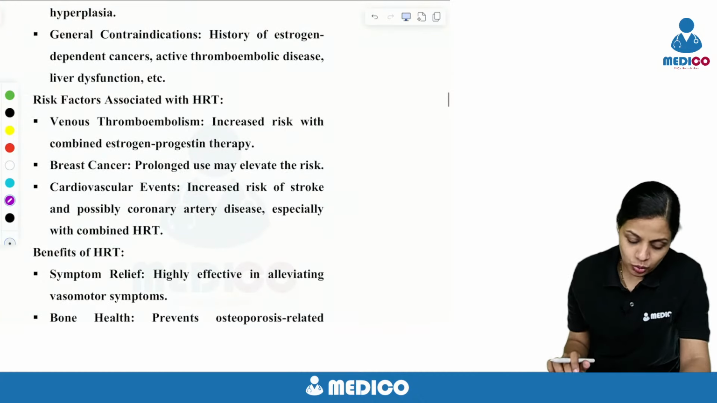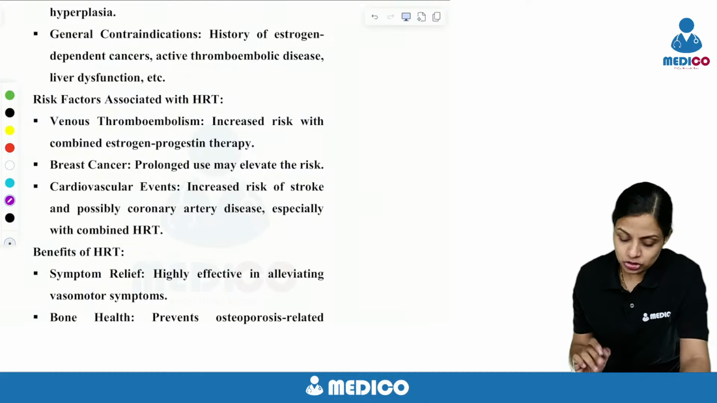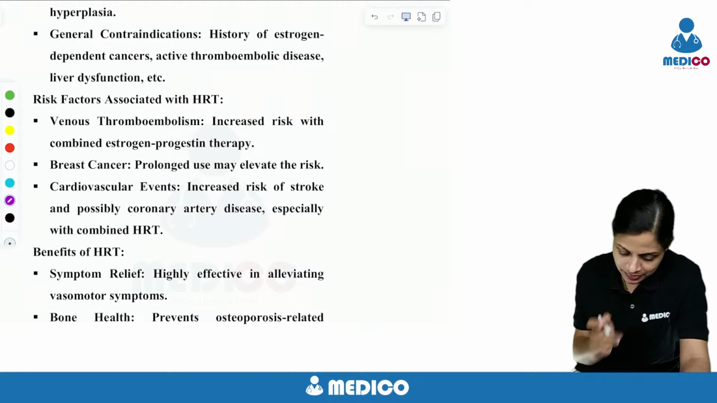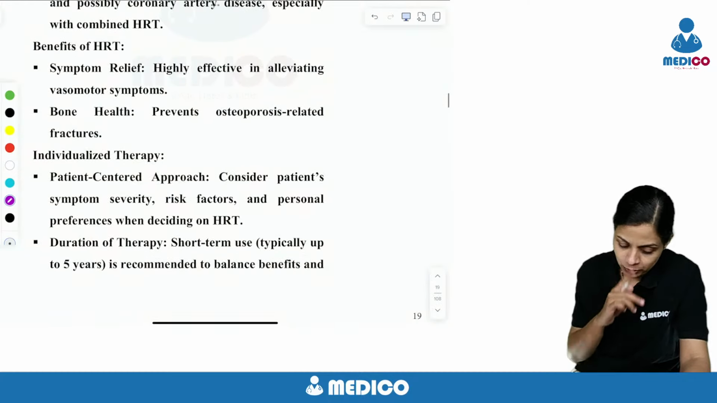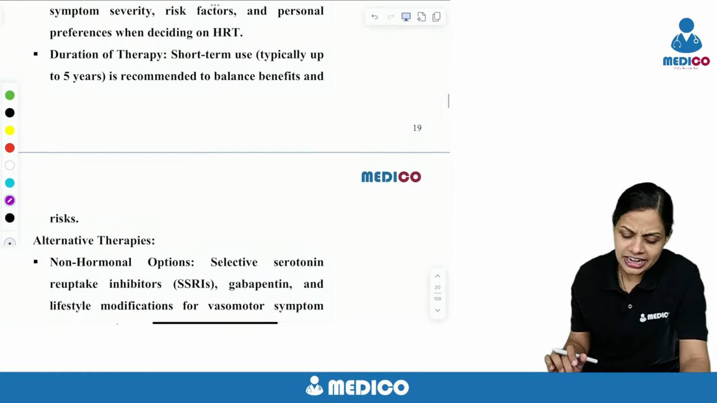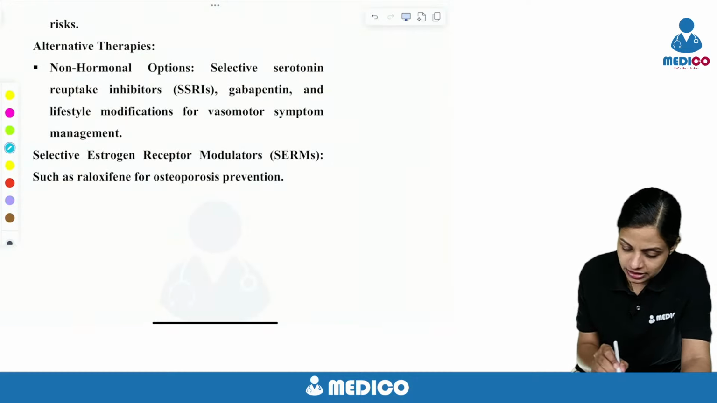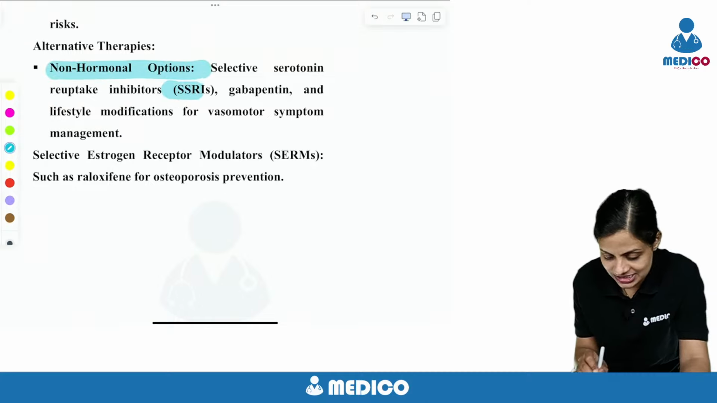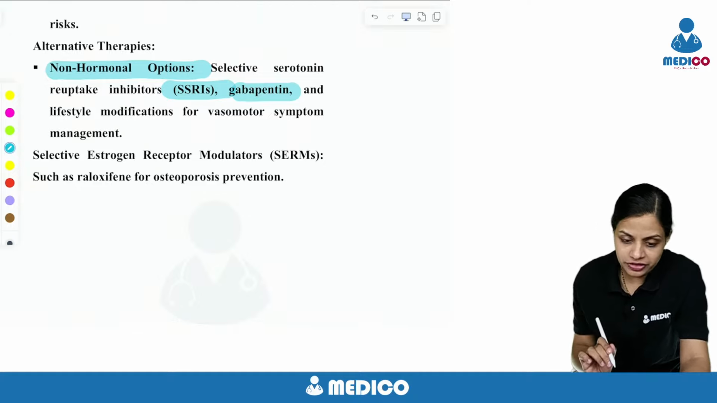So, what are the risk factors that are associated with HRT? Venous thromboembolism, because there is an increased risk in estrogen progesterone therapy, breast cancer, and some cardiovascular events. You know that it provides symptom relief, it helps in bone health. Ideally, it is meant for short-term use. Then here you've got some non-hormonal options. What are the non-hormonal options? You have SSRIs, you have gabapentin, and then you have some lifestyle modifications.